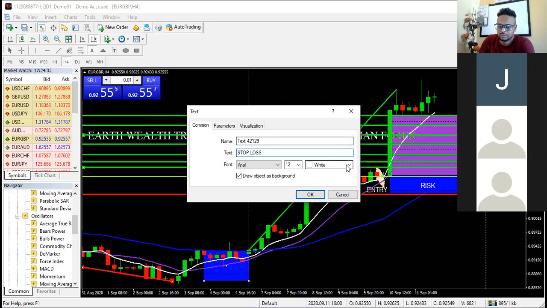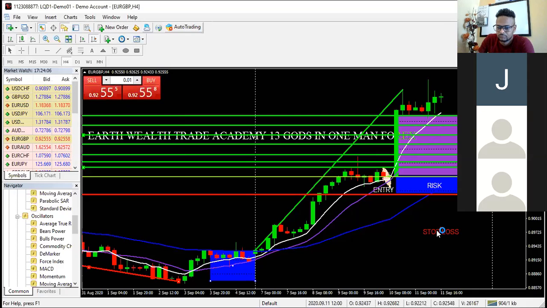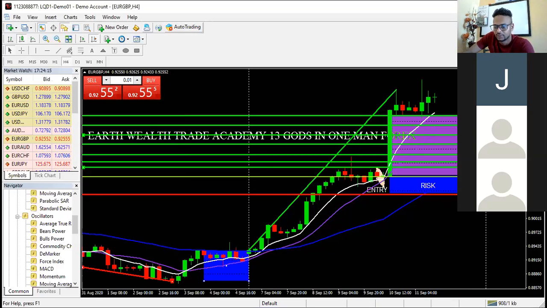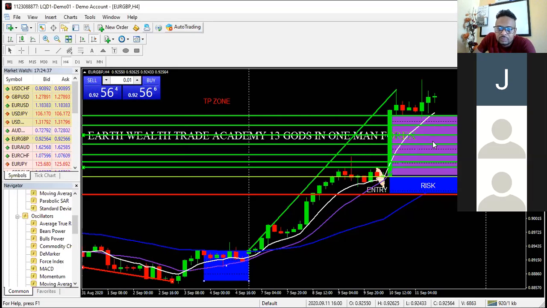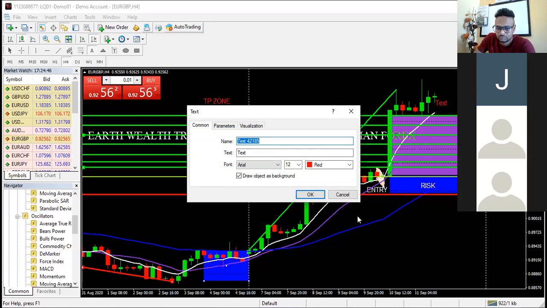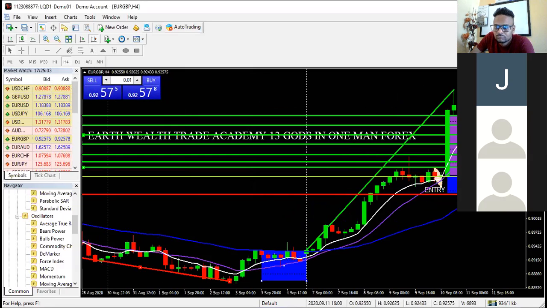I'm going to color code stop loss. I'm going to put it in red. Just going to move this here. So over here is going to be a stop loss right here. And all is going to be a take profit zone. So all is going to be your TPs, take profits. TP. This is going to be a TP zones. So it's going to be a TP.